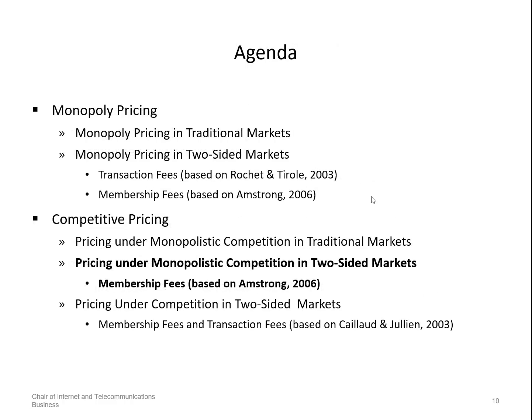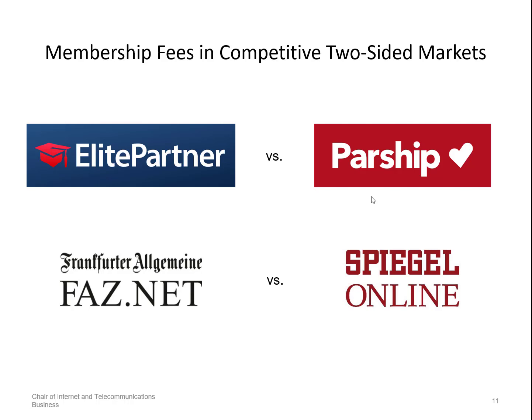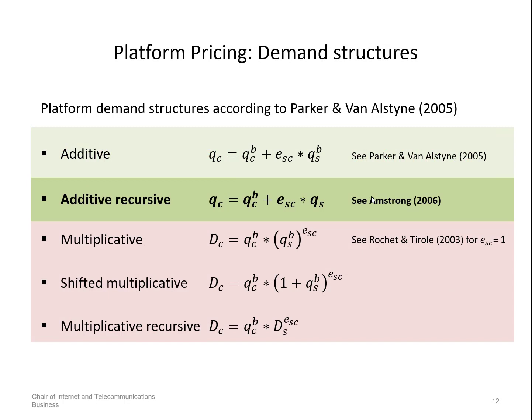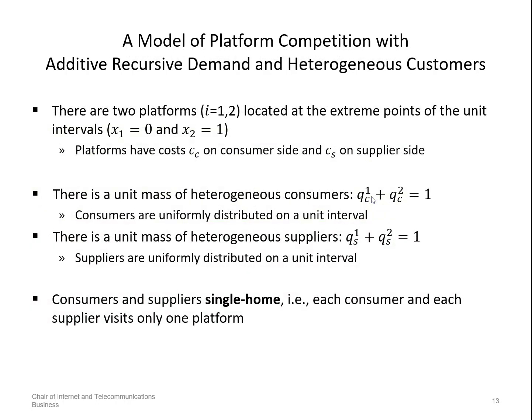Next, we move on to pricing under monopolistic competition in two-side markets where there are membership fees. Membership fees are very common in two-side markets where, for instance, Elite Partner versus Parship are competing, or newspapers are competing. So we use the model as described by Park and Van Alstyne, using the additive recursive model. Again, we're trying to understand now how membership fees are being set.